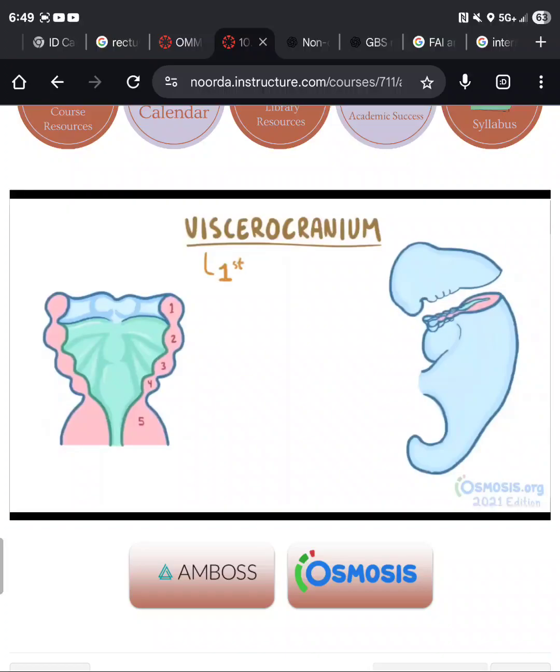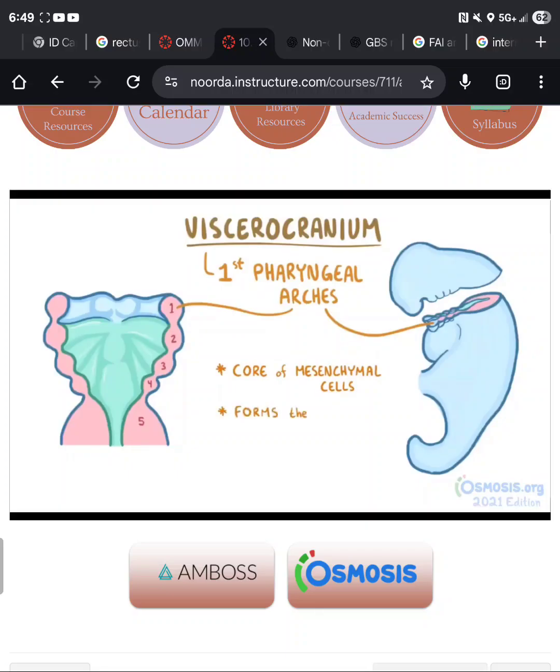The viscerocranium arises from the first of the pharyngeal arches, which are 5 paired bars of mesoderm that arch toward one another along the midline of the embryo. These arches have a core of mesenchymal cells which originate as neural crest cells. As far as facial bones go, the first pharyngeal arch forms the upper and lower jawbone, as well as the cheekbones and the temples of the skull.